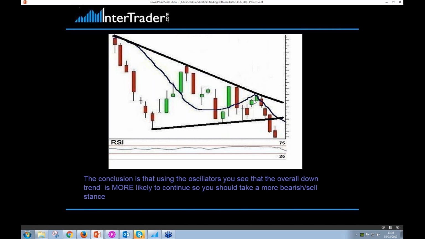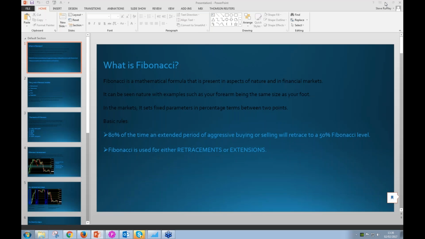But the kind of wedge pattern that's being formed, and the fact that markets will do what they did before, as they will in the future, is compounded by the RSI topping out, compounded by closing below the moving average. But it's not until the end of the formation that the markets then sell off. So again, it's all putting it in context.